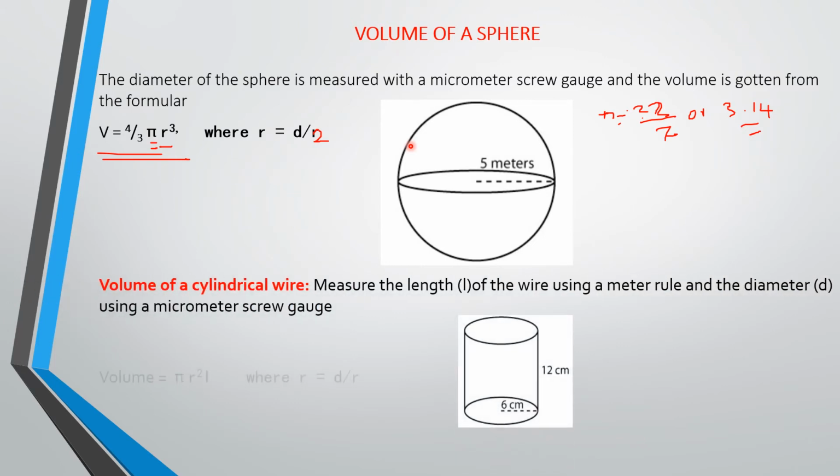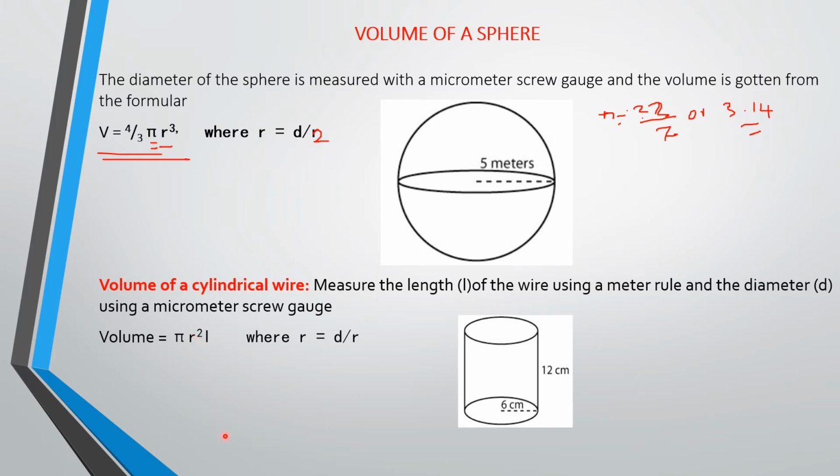Similarly, you can also find the volume of a cylinder, or the volume of a cylindrical wire. If you know the diameter and then the height or the length of the wire, the formula is pi radius square, or pi radius square h, as the case may be.